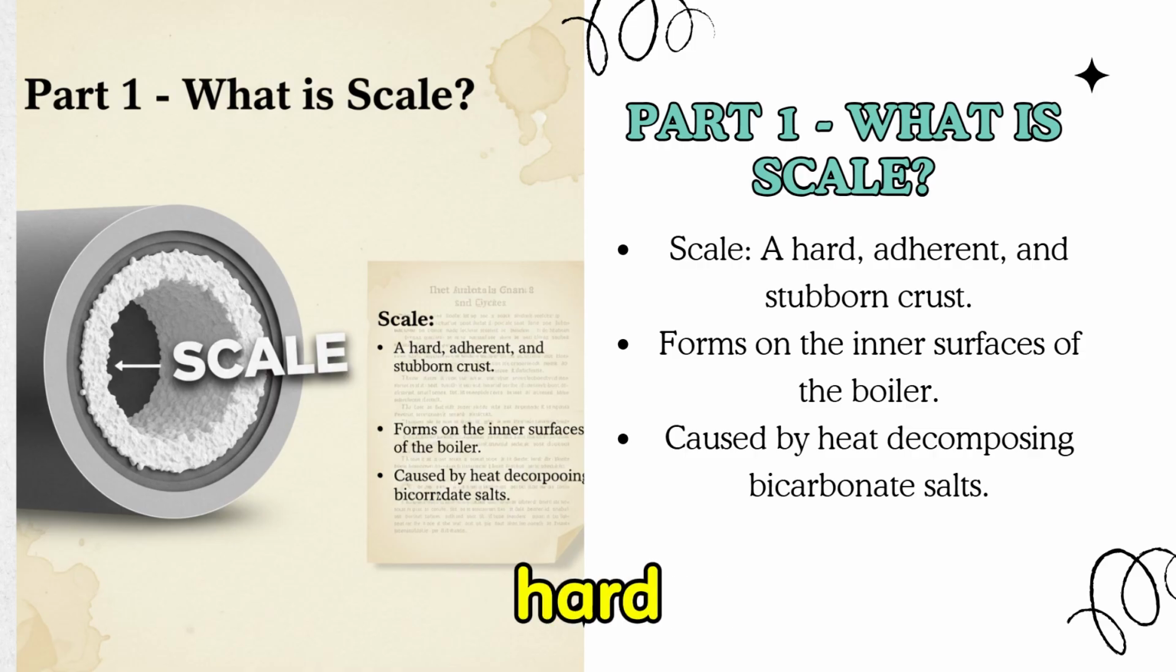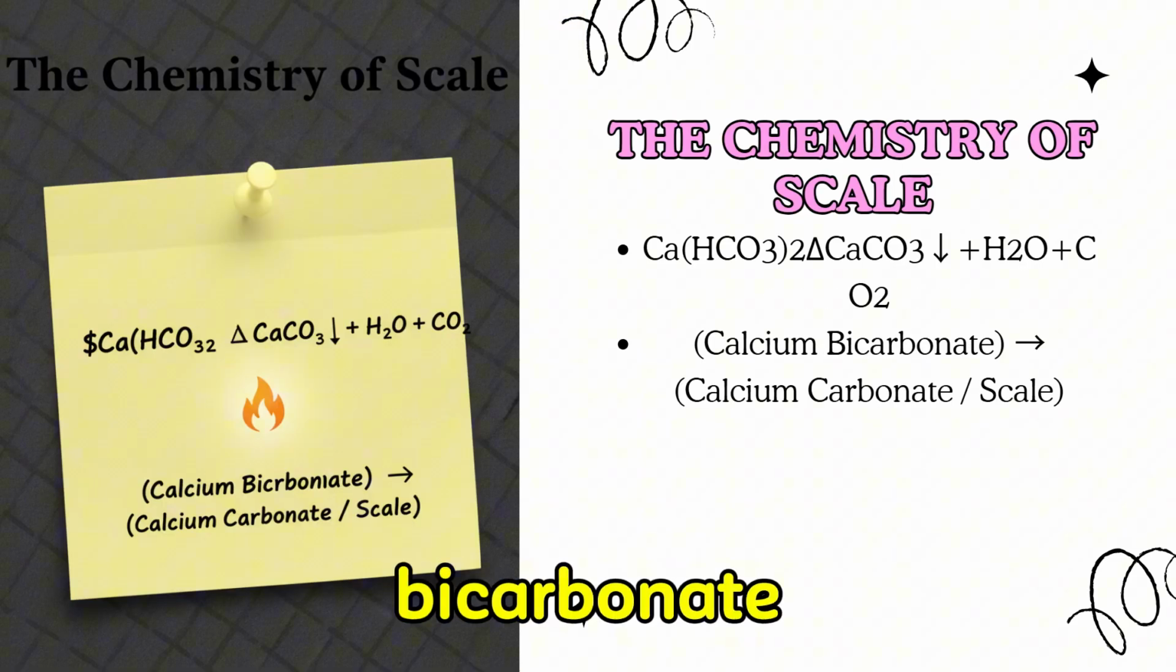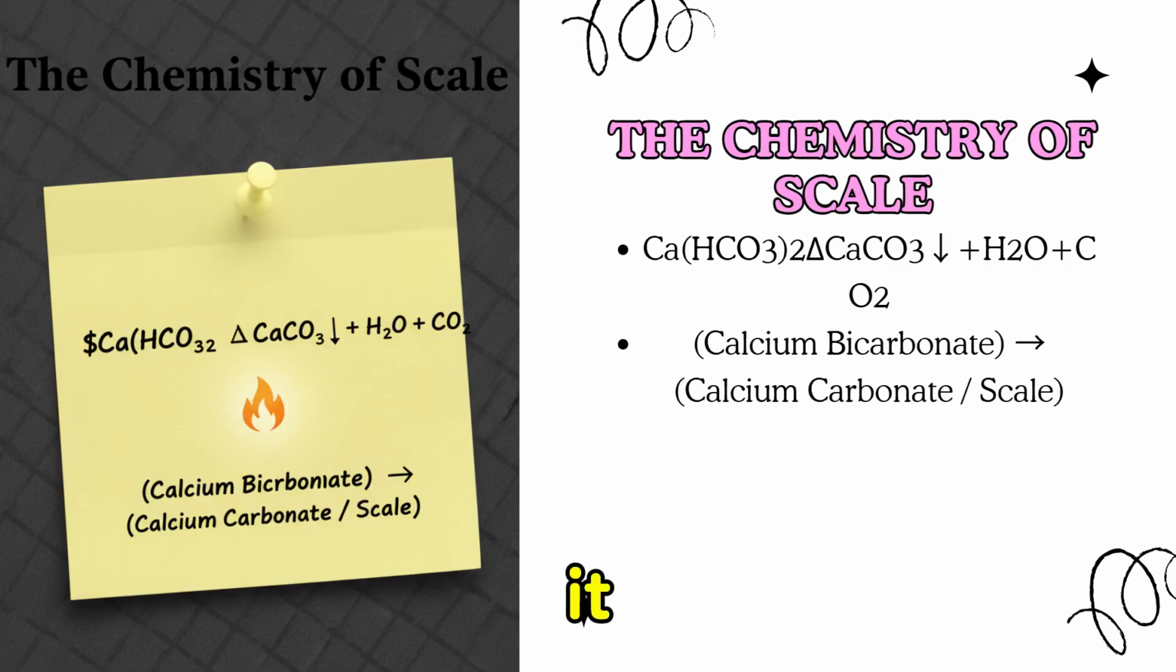Let's begin with the formal definition. Scale is a hard, adherent, and stubborn crust formed on the inner surfaces of a boiler, which are in direct contact with water. It is primarily caused by the decomposition of bicarbonate salts at high temperatures. For example, when calcium bicarbonate is heated, it breaks down into calcium carbonate, which is basically limestone, and that's what sticks to the boiler walls.